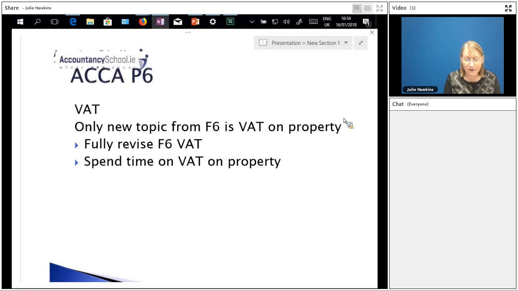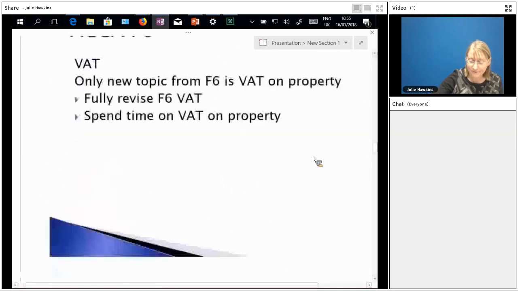VAT is a very important tax for P6, and usually between 6 and 10% of the question paper will actually have VAT in it. It could be in its own question, or it could be mixed into a lot of the questions. So it is important that we spend time on this particular tax.